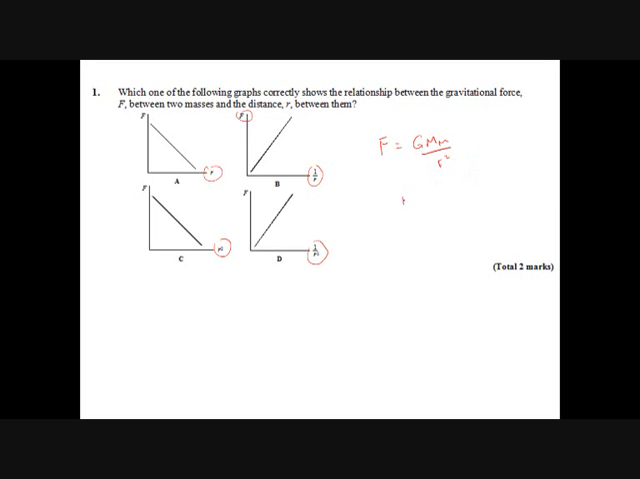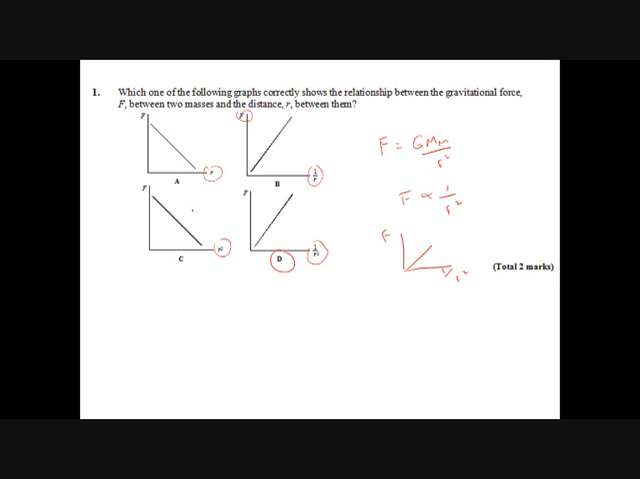So we can forget all the top of that because this is just about the effect of r. So F is proportional to 1 over r squared. So all we need to do is look for a graph that's got F and 1 over r squared, and that's going to be a proportional line. Okay, so D is the correct answer.